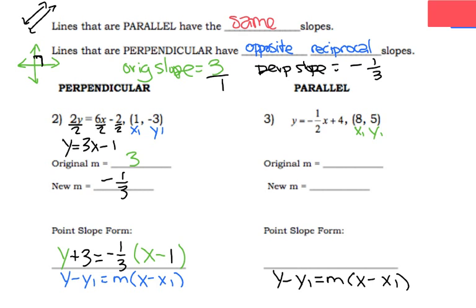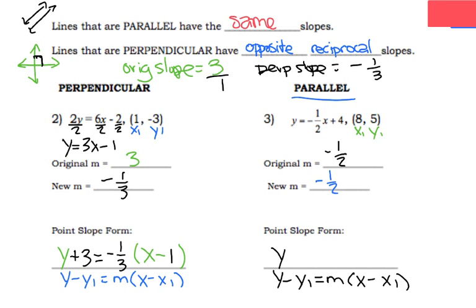So the original slope, we can actually figure that out. We don't have to solve anything here, it is -1/2. All right. Now to find the new slope, it's parallel. So if it's parallel, you really don't have to do any work. The new slope is going to be the same. All right, that's the beauty of parallel lines. So let's go ahead and plug this in then.